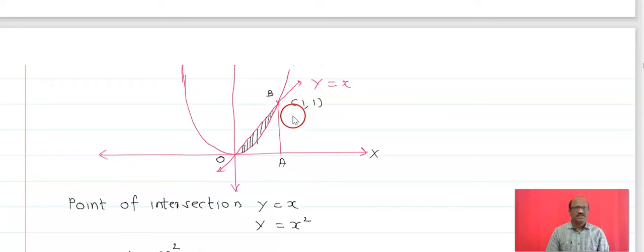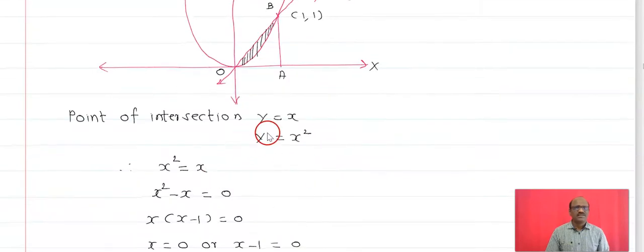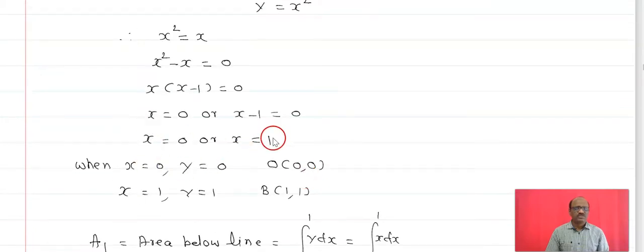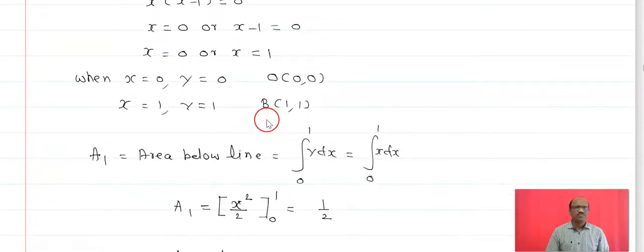If you replace y is equal to x, then you will get x is equal to x square, that is, x square is equal to x. x square minus x is equal to 0. Take x as common, then in the bracket you will get x is equal to 0 or x minus 1 is equal to 0. Therefore, x is equal to 0 or x is equal to 1. When x is equal to 0, y is 0. When x is equal to 1, y is 1. And therefore the coordinates of the point B are 1, 1.